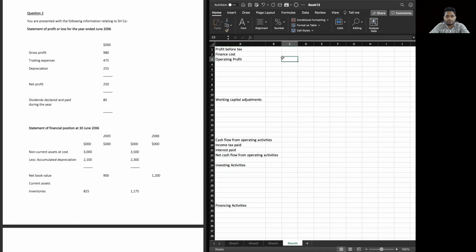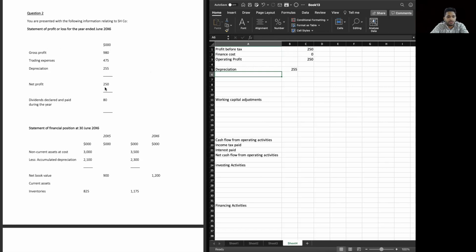Now, your profit before tax given to you in the question is 250, which is your net profit. They have not given you any information about the interest separately, so your finance cost will be 0 and your operating profit will also be 250. One thing they say is that there's a depreciation of 255, which is a non-cash transaction. Depreciation is an expense, so a non-cash expense, you add it back. So depreciation of 255 will be added back.